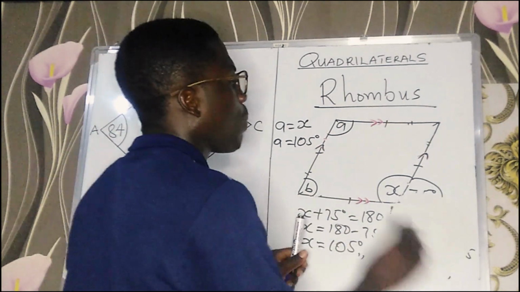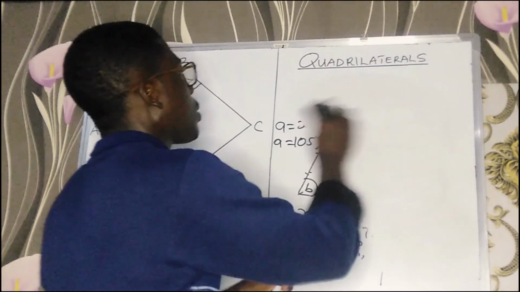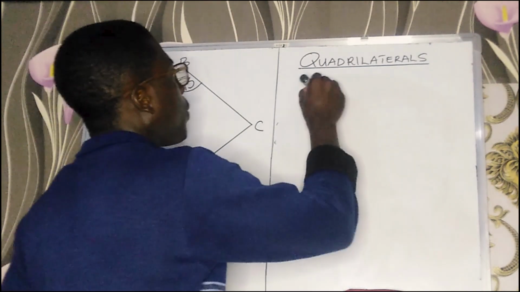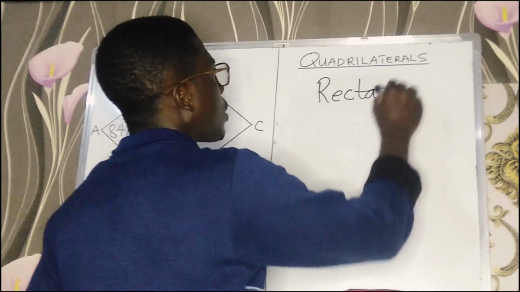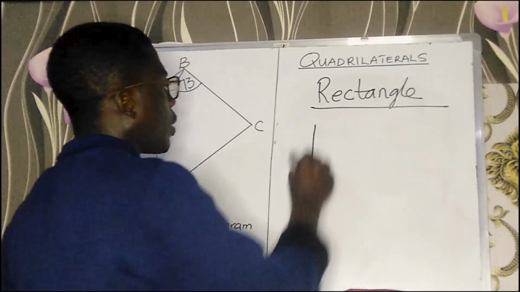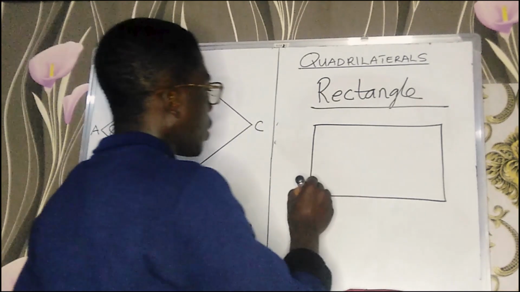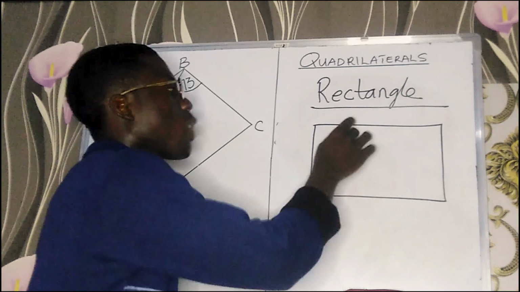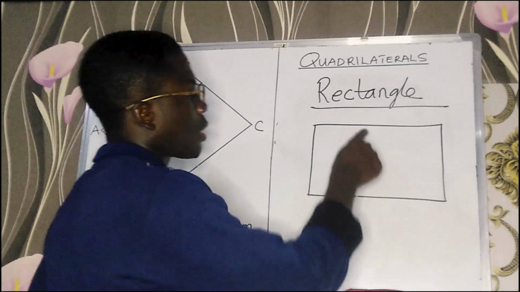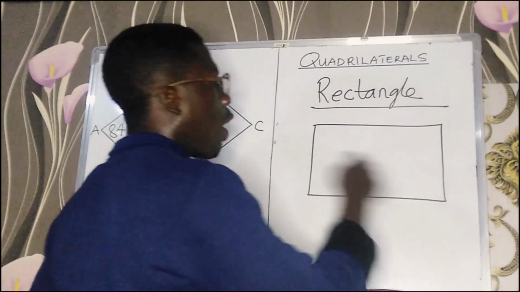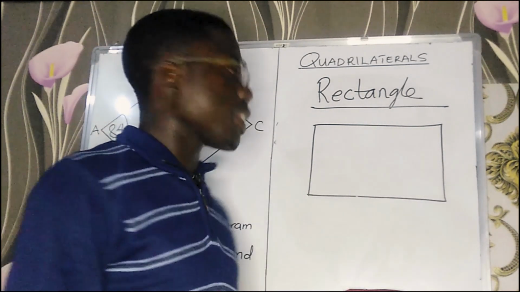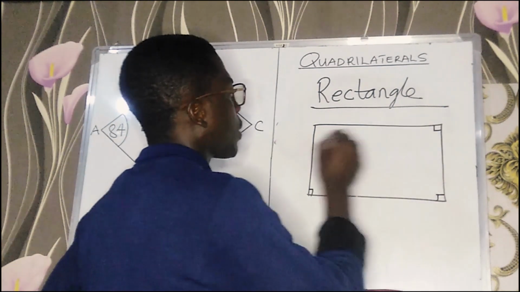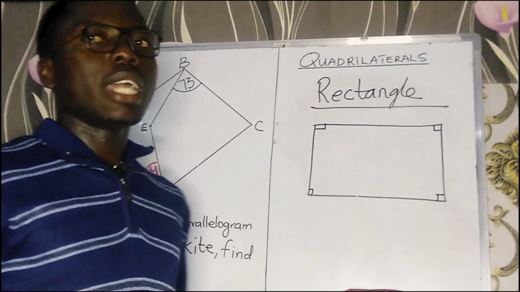Let's move on to our next type of quadrilaterals, which we have a rectangle. So with a rectangle, opposite sides are equal and parallel. So this is equal to this one, and this is also equal to this one, and they are also parallel. After that, we have each interior angle is also 90 degrees. This way, nicely on the board.